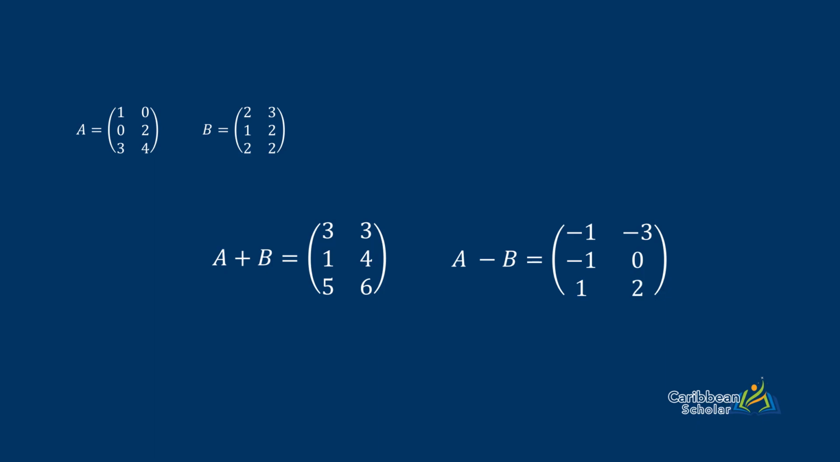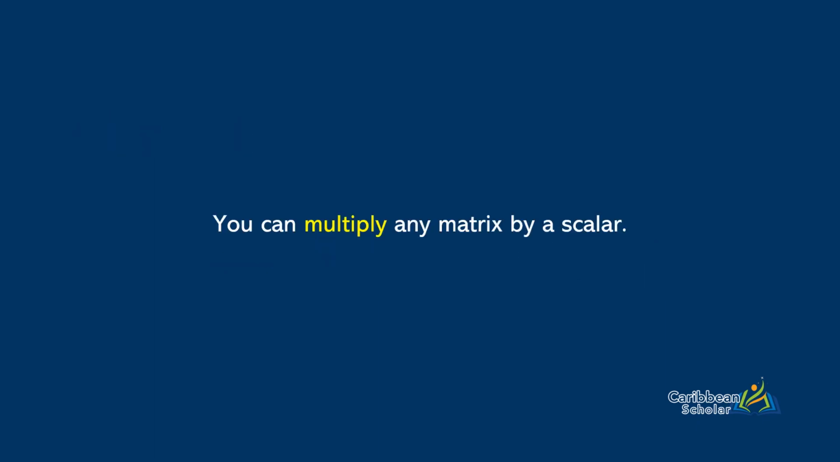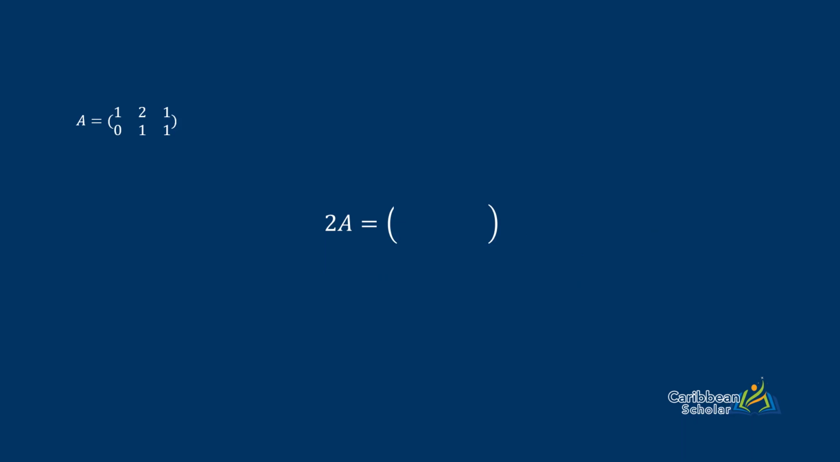Now you can multiply any matrix by a scalar. So here we have the matrix A, which is 1, 0, 2, 1, 1, 1. And we are multiplying it by the scalar 2. And when you're multiplying a matrix by a scalar, you want to multiply each individual number in the matrix by that scalar. So we have 2 by 1 is 2.